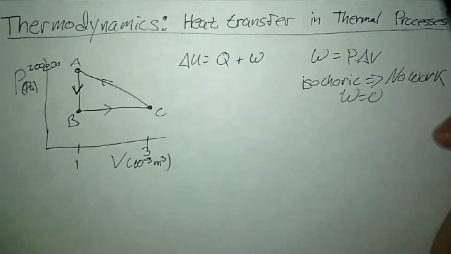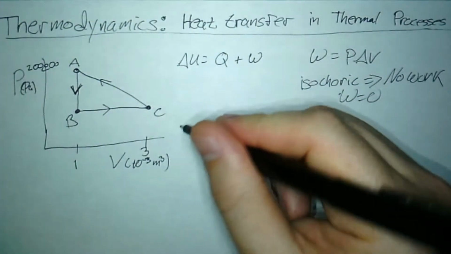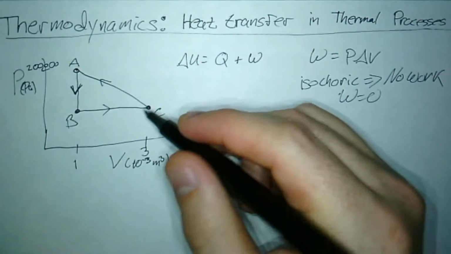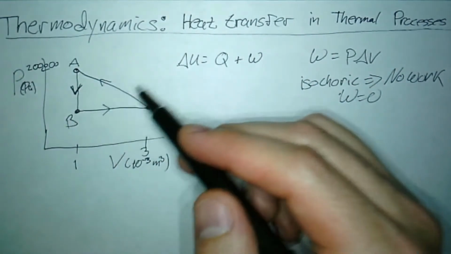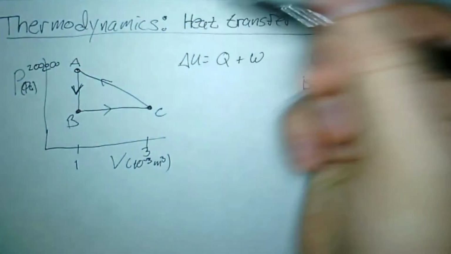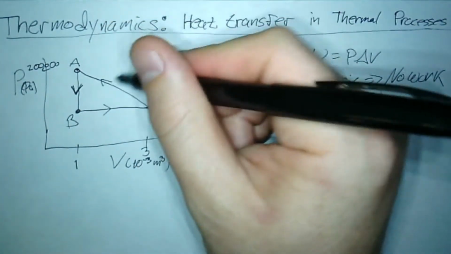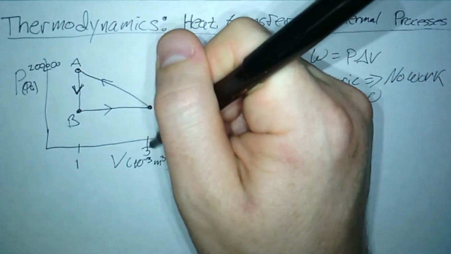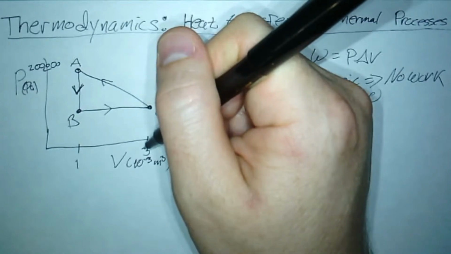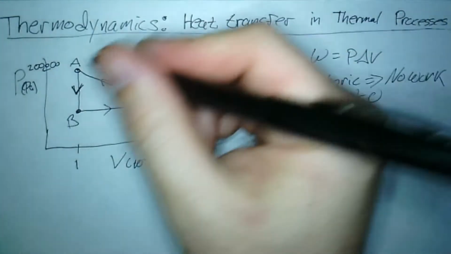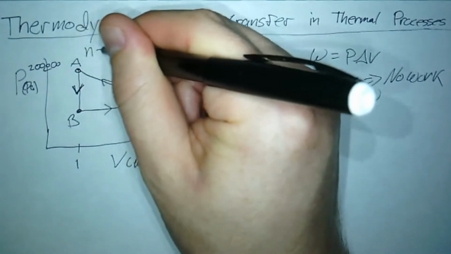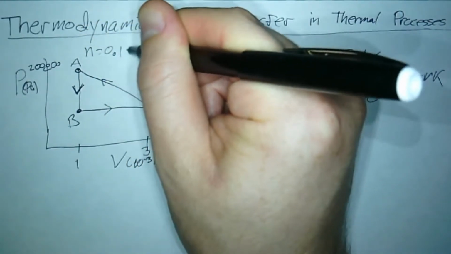Well, how do I figure that out? One of the things I can do here is figure out what the temperature differences are at these points. So I have to define how many moles are in my gas. So let's just say that I have 0.1 moles. Just keep this small. We'll say n equals 0.1 moles.